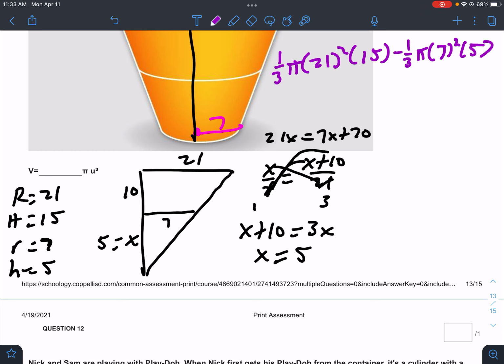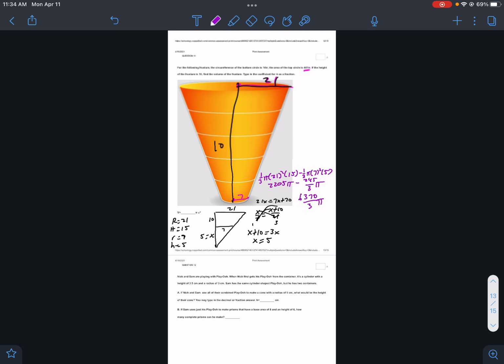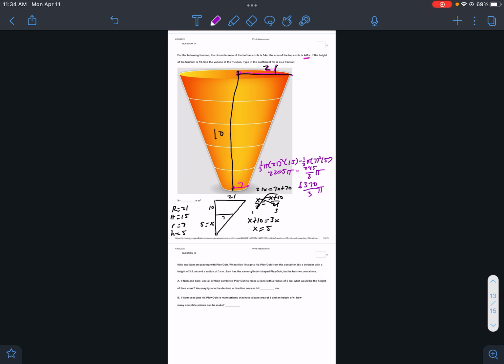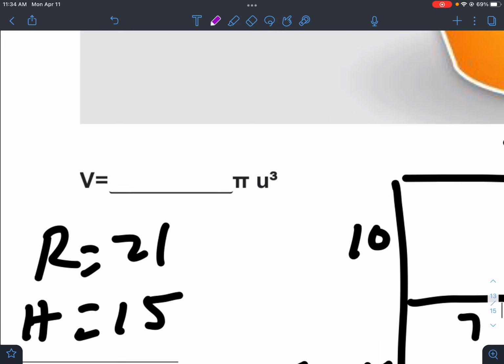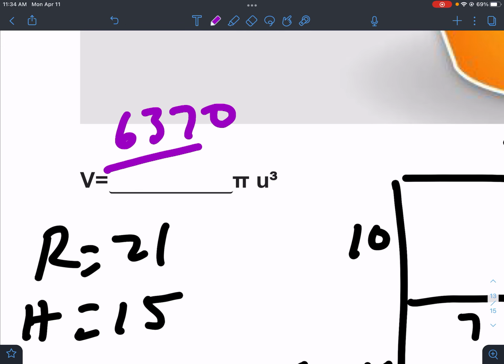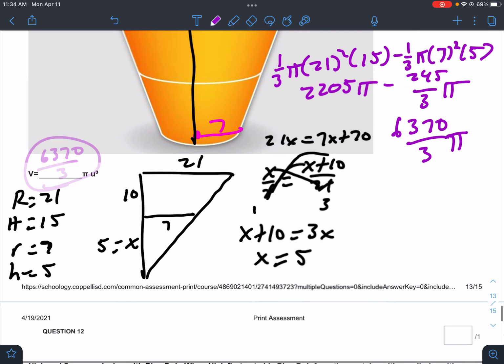So 21 squared times 15 divided by 3, I get 2205 pi. 7 squared times 5 divided by 3 is 245 over 3 pi. So 2205 minus 245 over 3. So I get 6370 over 3 pi. And they are saying that they want us to type in the coefficient as a fraction. Oh, right here. So that would be 6370 over 3 pi. Woo!